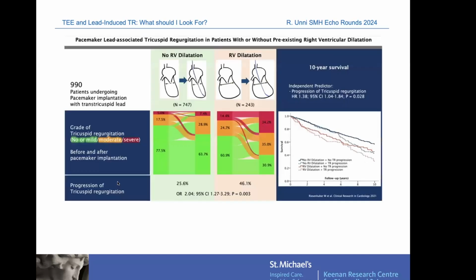So unfortunately, again, the quality of the data is not great. This is one paper of about 1,000 patients that separated them into patients with no RV dilatation or patients with RV dilatation at baseline. So if you have a normal RV and you're getting a pacemaker lead, about 1 in 4 patients will have worsening TR by at least 1 grade, so from pre to post implantation, from mild to moderate or moderate to severe in follow-up.